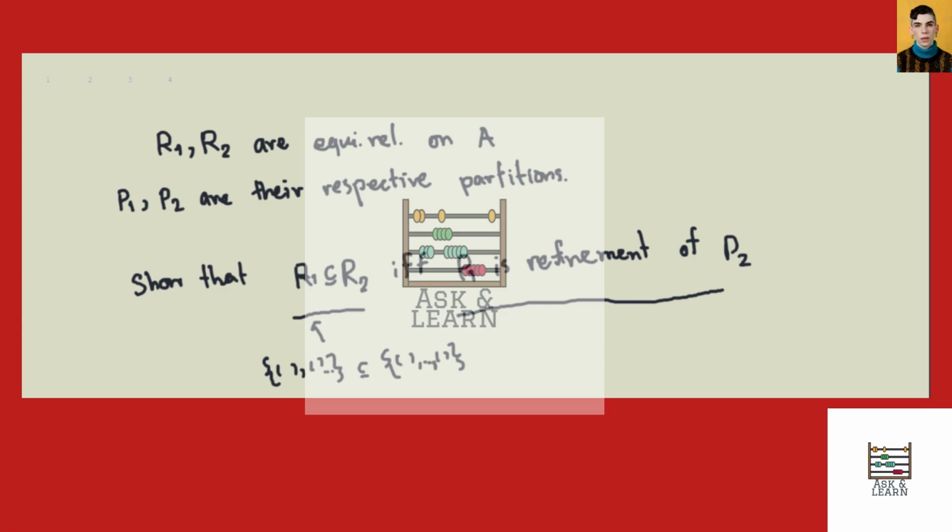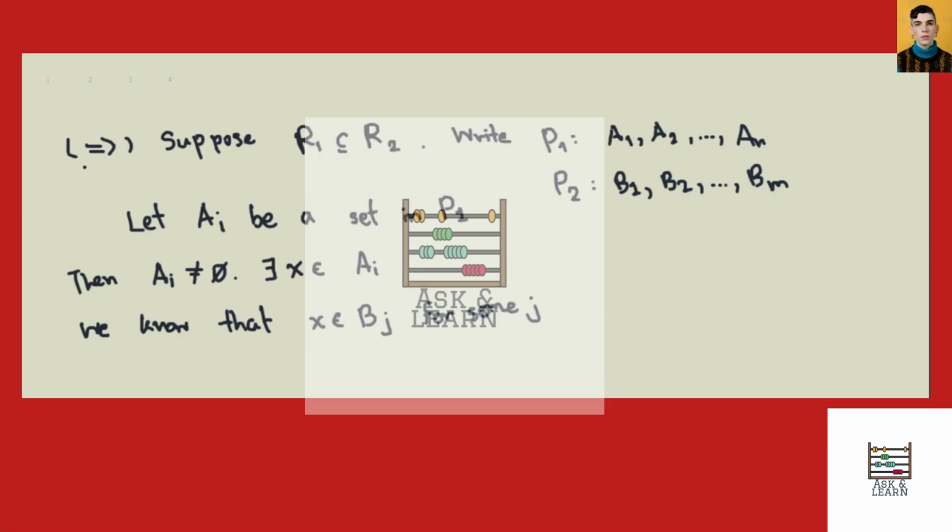And refinement means that if we think of a partition as a collection of sets, I will call them A1 to AN and B1 to BM, then if we choose any set from the first partition, the set Ai, it will be a subset of some set in the second partition. That's what refinement means. And it's an if and only if statement, so we have to prove both ways. So let's go.